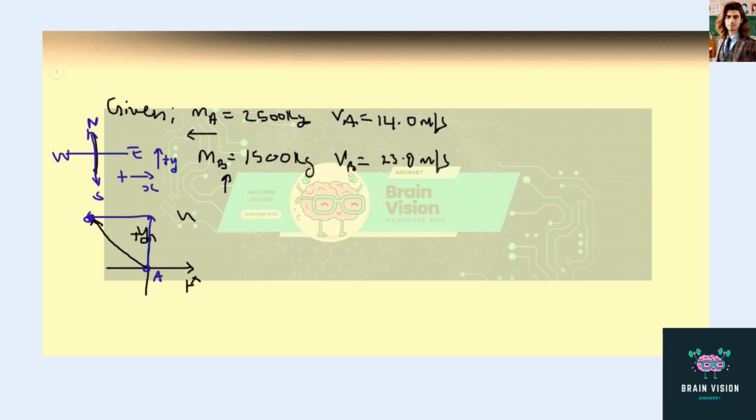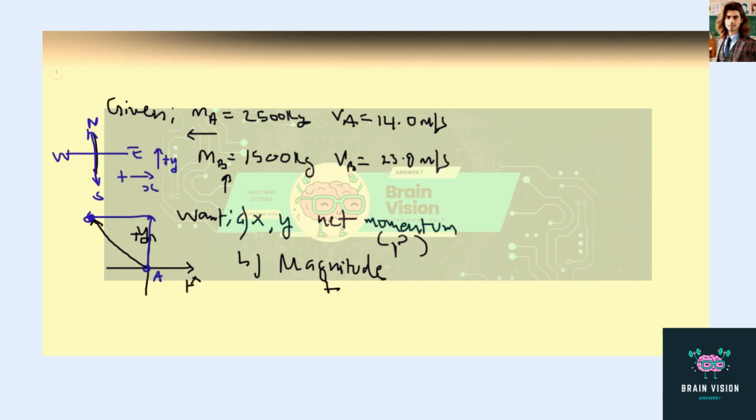In part A, we want to find the x and y components of the net momentum, which we're going to call P. And then that's just part A. In part B, we want to find the magnitude and direction of the net momentum. So that's our goal and target.